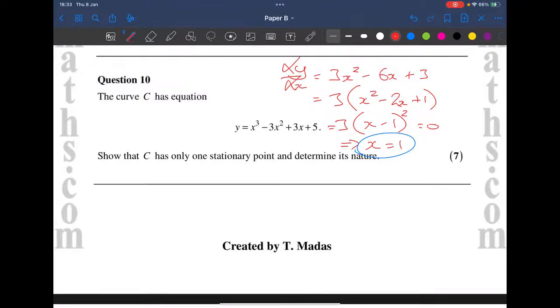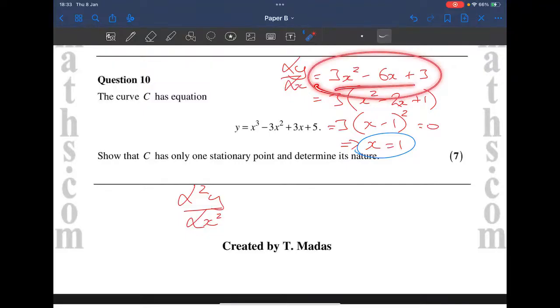To find its nature, that means is it a minimum, is it a maximum, or is it a point of inflection? So to do that, we need to find the second derivative. We can do that in two ways. We can either do it with this equation, or we can do it with this one. Both will give you the same expression, but maybe in a different form than the other one.